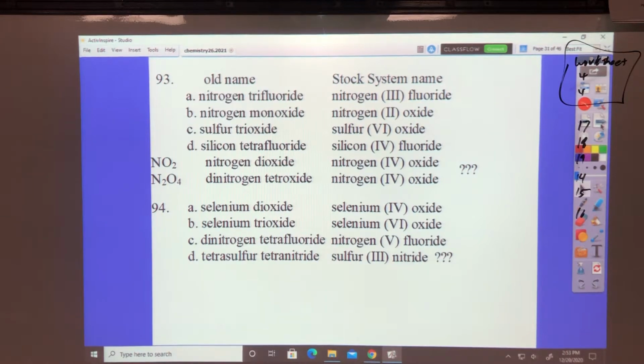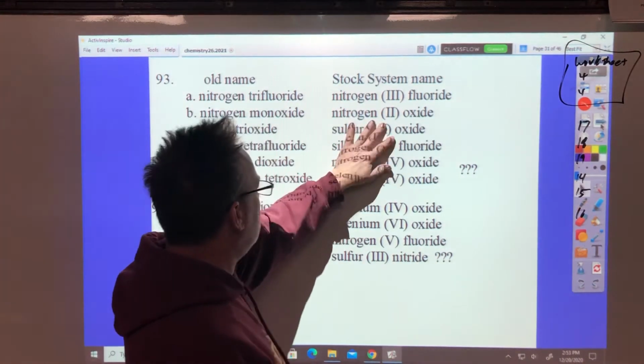Okay, here we go. This is Chem26DBlake, finishing up this chapter review. We had talked about some of these for an old and a stock system naming system.